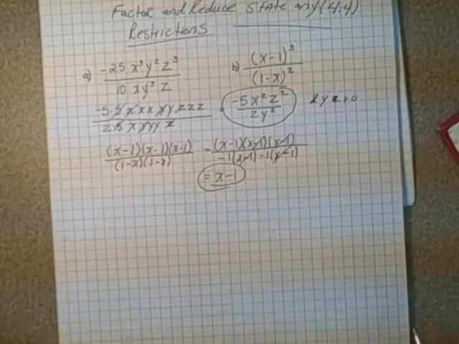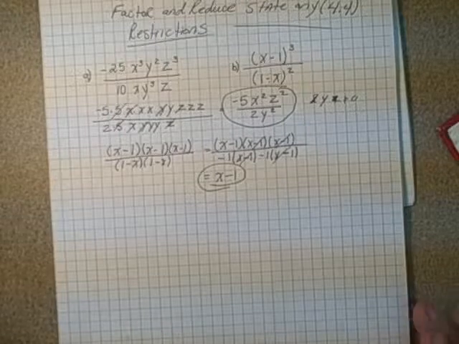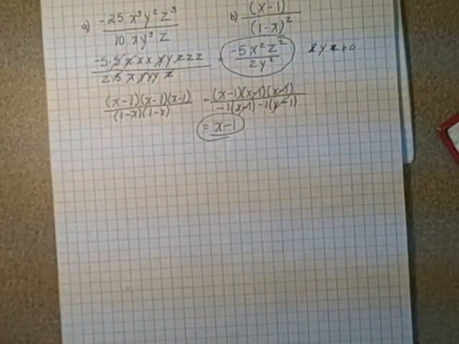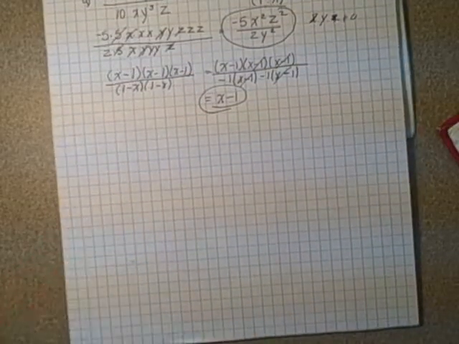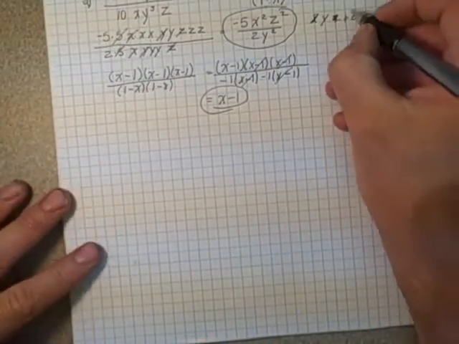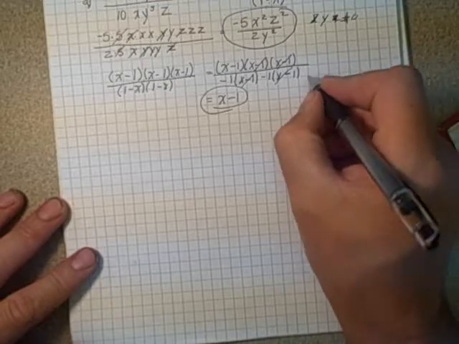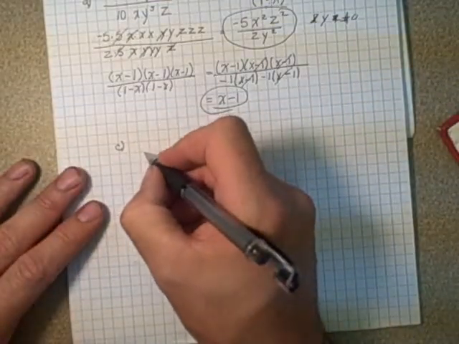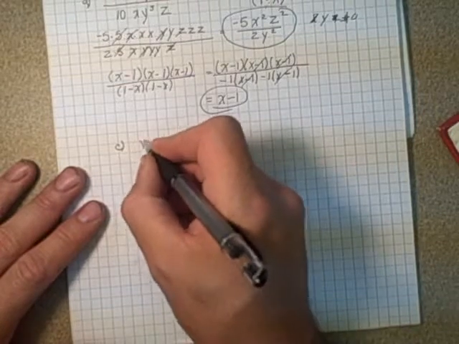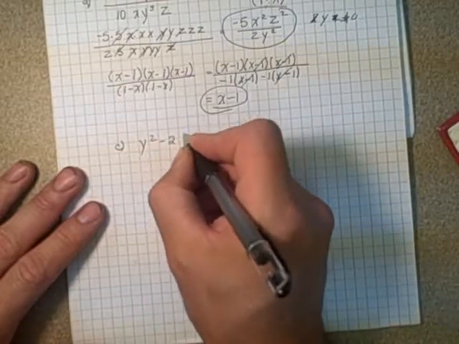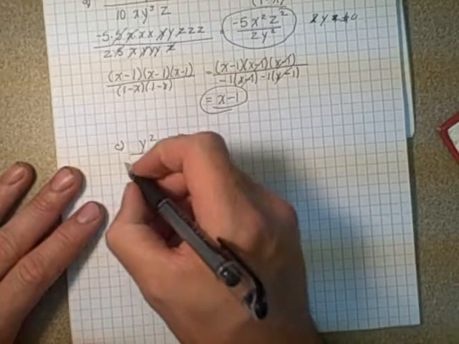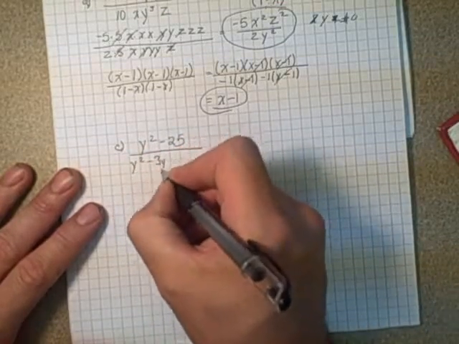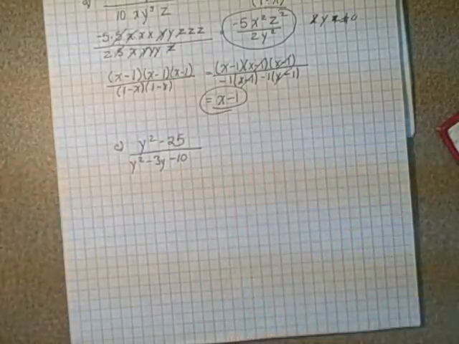Okay, so let's go on to our next example here. I'm going to move that up and make sure it's in the field of view. So this one was y cannot equal 0. And this one's no restriction. In our third example, let's say we had something that looked like this. Let's say we had y squared minus 25 all over y squared minus 3y minus 10. So we must factor this.